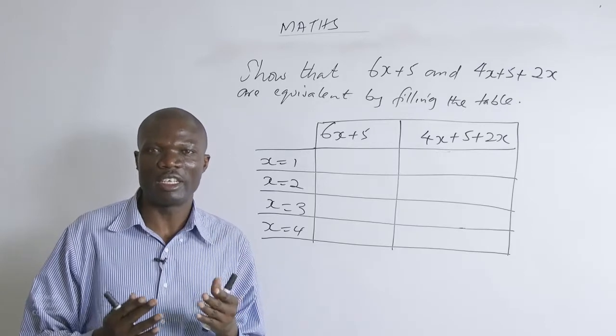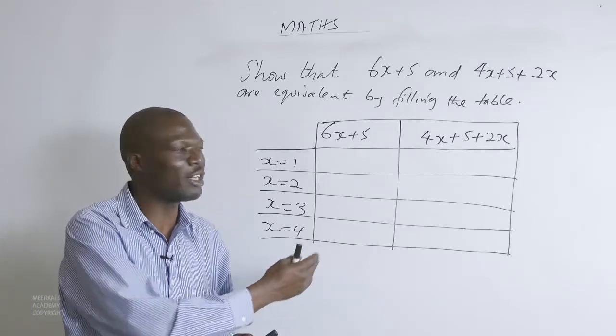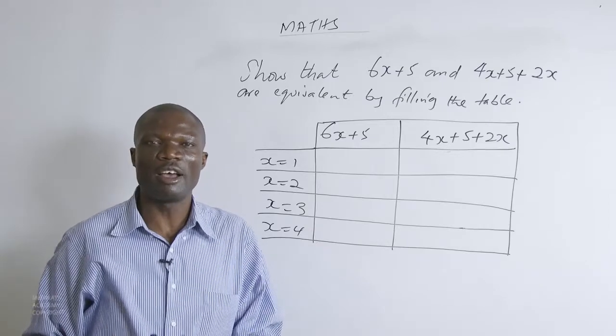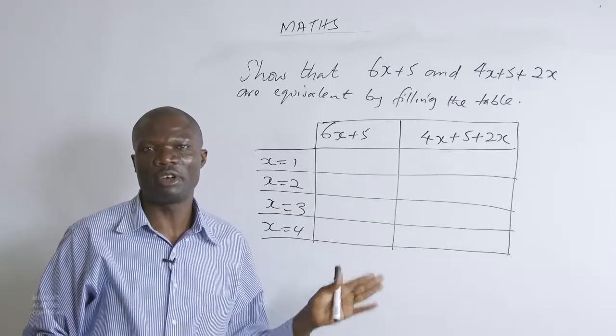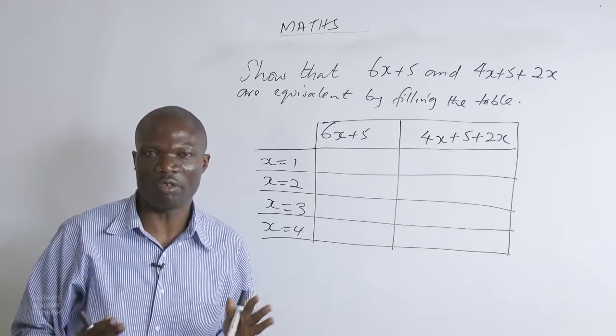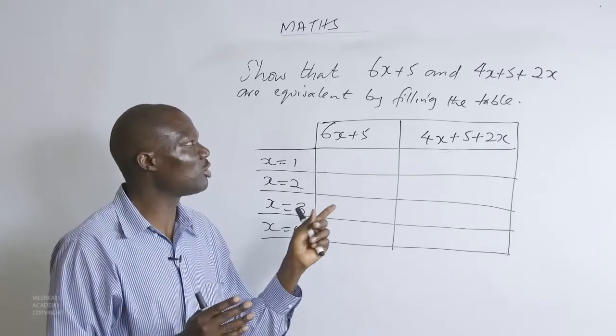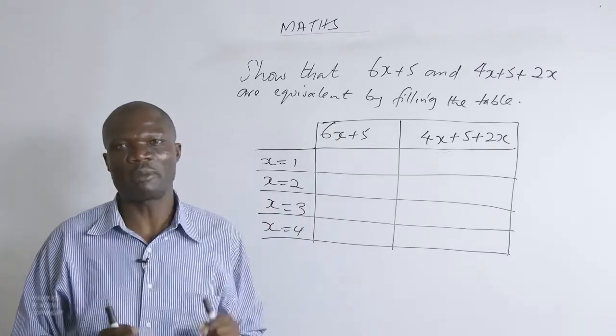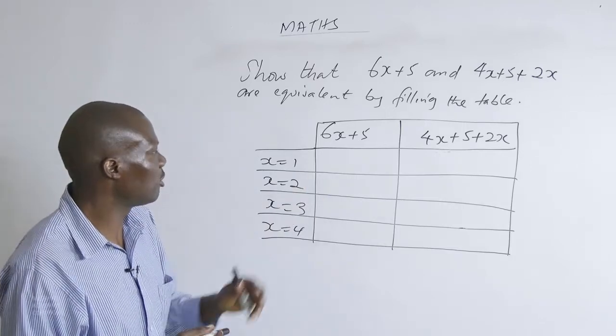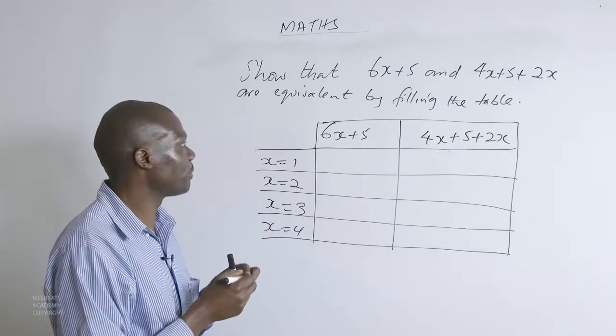If you don't do that, then you'll find that you are having different answers in these spaces, and then you conclude by saying, no, the two expressions are not equivalent. So while substituting, you must always confirm your answer. So let us look at it when x is 1.